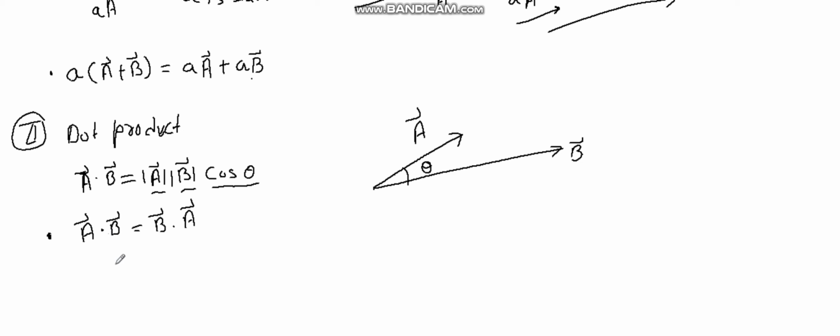It also follows the distributive law. Just like we have the distributive law for the scalar multiplication of a vector, we also have the distributive law for the dot product, like A dot (B plus C). Either we add the two vectors and take the dot product with A, or we take the dot product of A with B and sum it with the dot product of A with C. Both will give the same result.